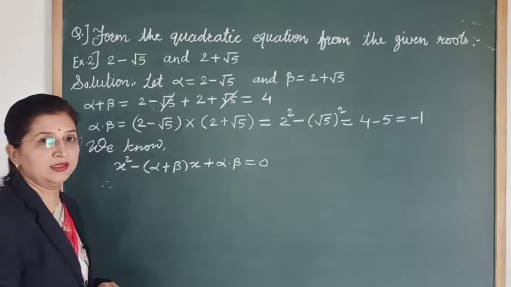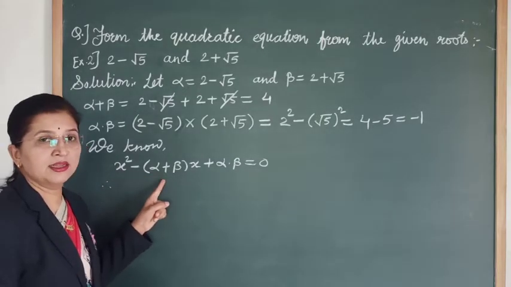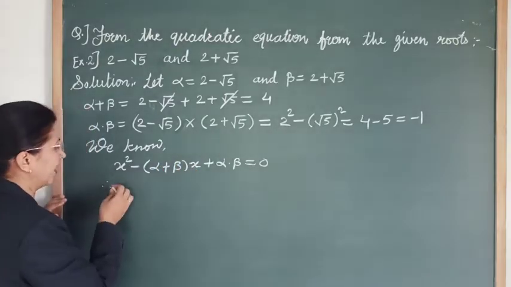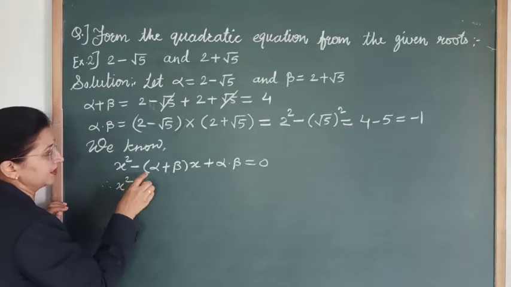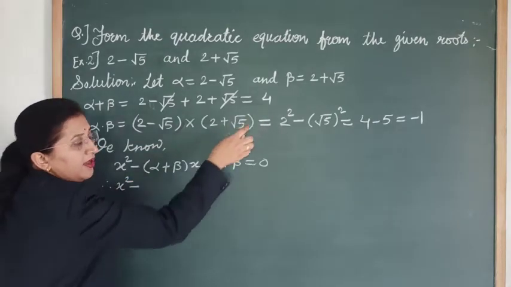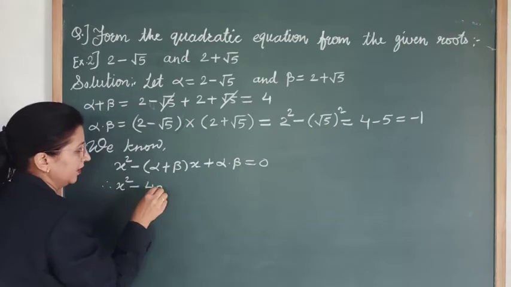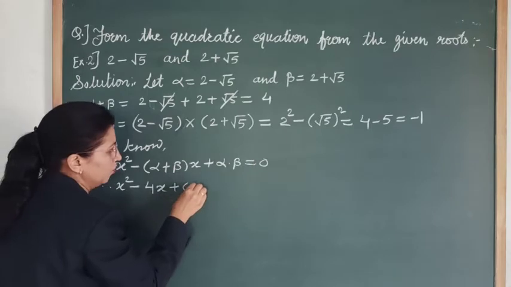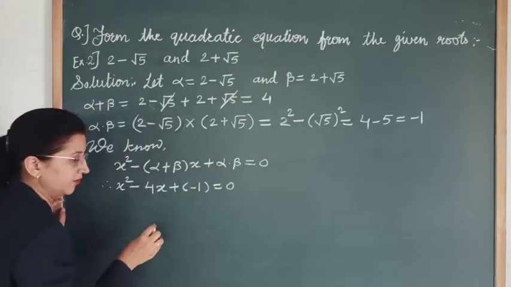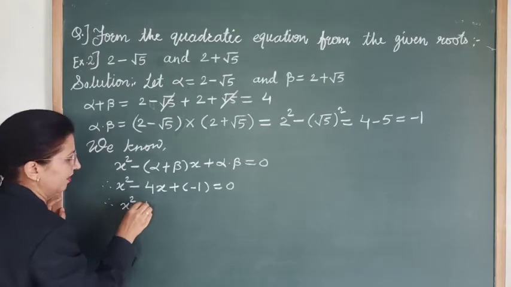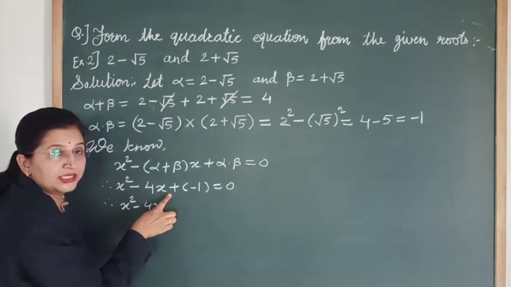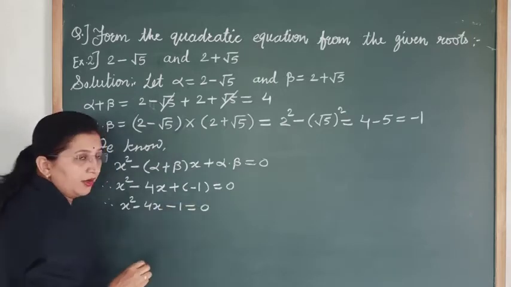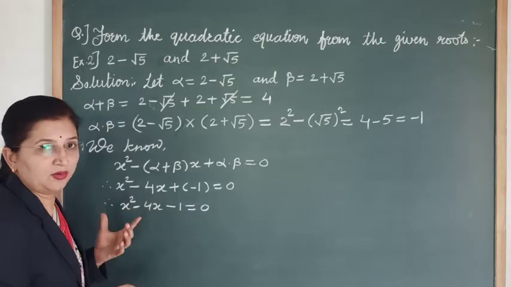Now let's write down the formula. The formula is x square minus (alpha plus beta) into x plus alpha into beta is equal to 0. Now let's put the values. What is the value of alpha plus beta? That is 4, so x square minus 4 into x plus alpha into beta, that is negative 1, is equal to 0. Therefore x square minus 4x, out of the bracket a positive sign is there, so the bracket sign will not change, so it will be minus only. In this way we got the required quadratic equation.